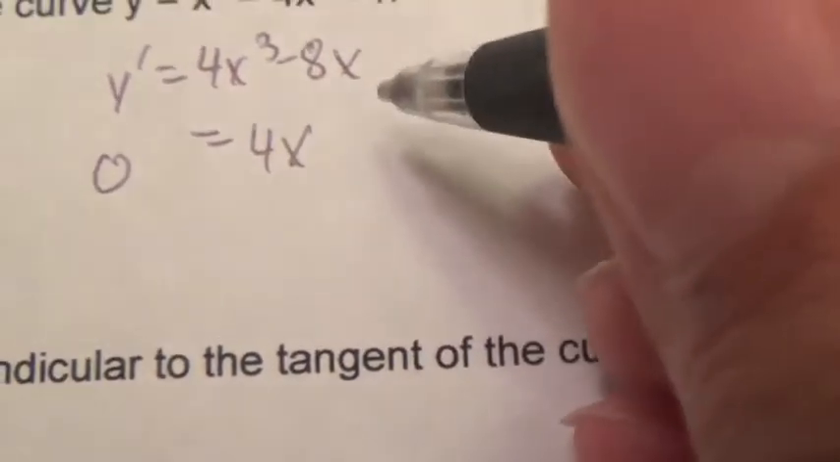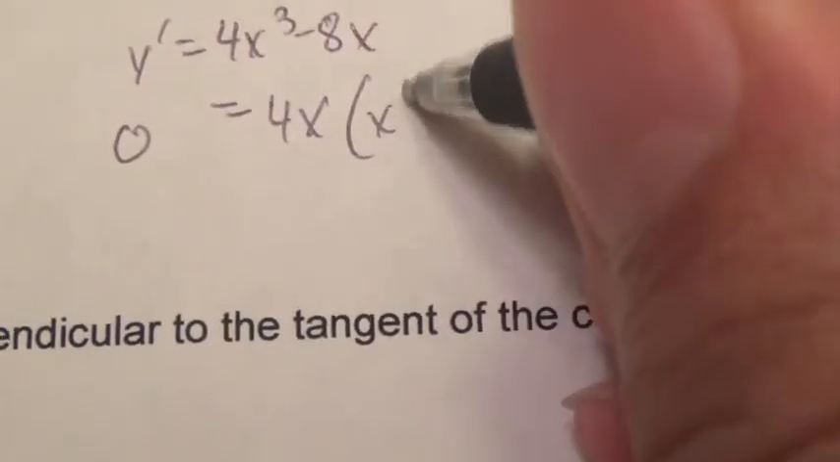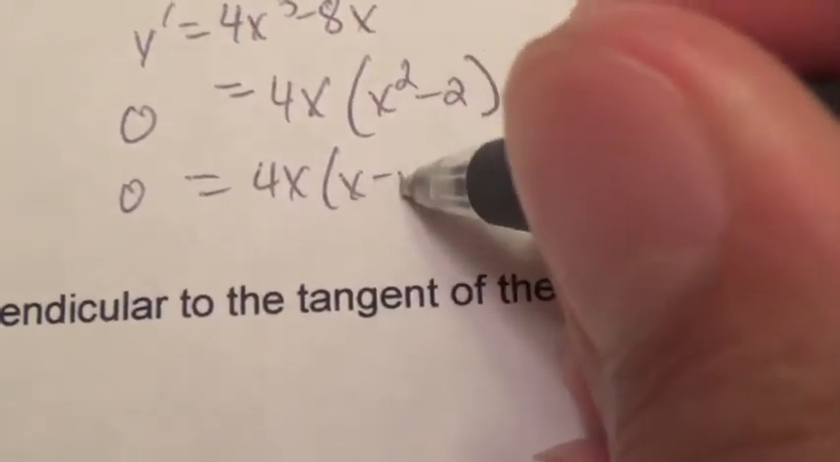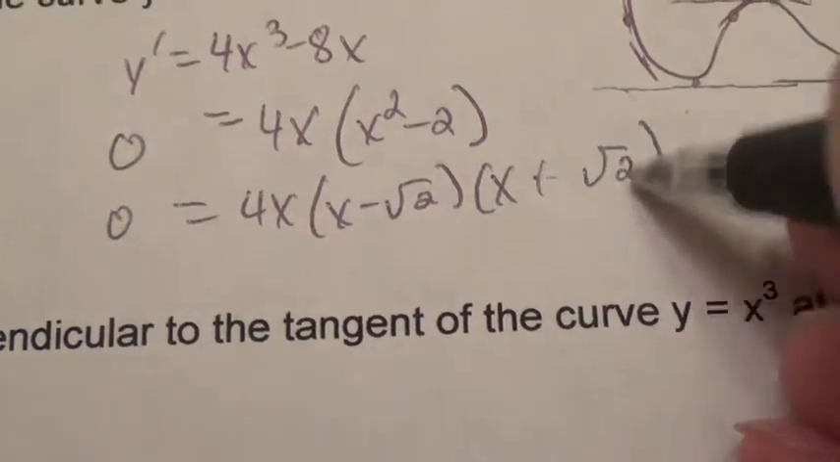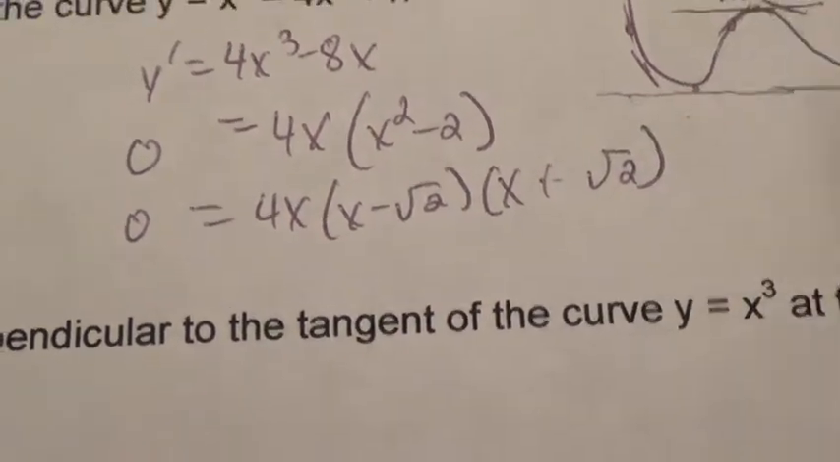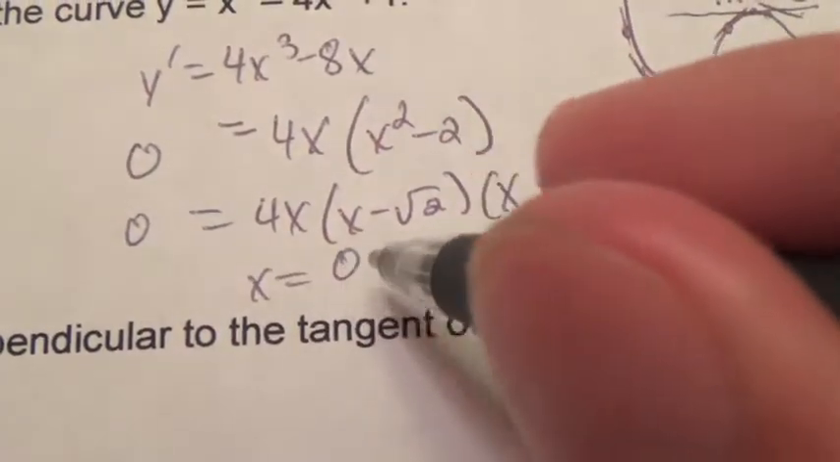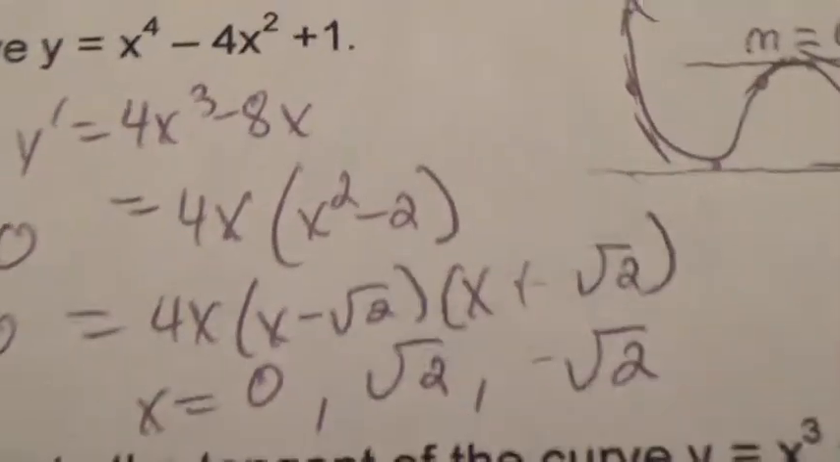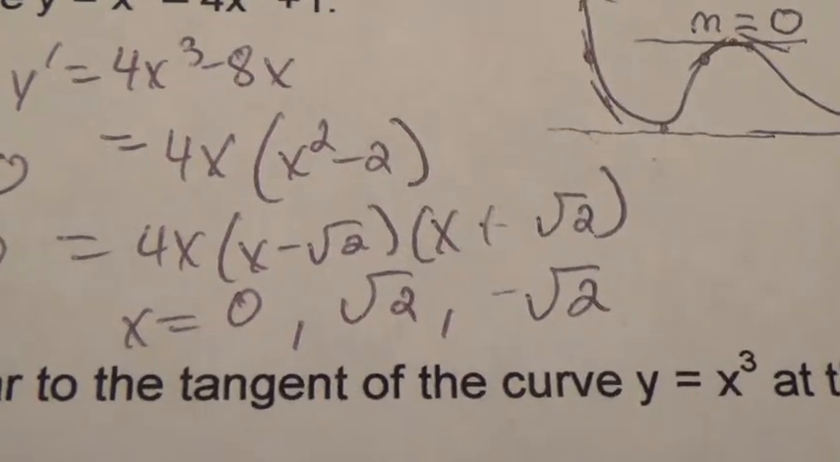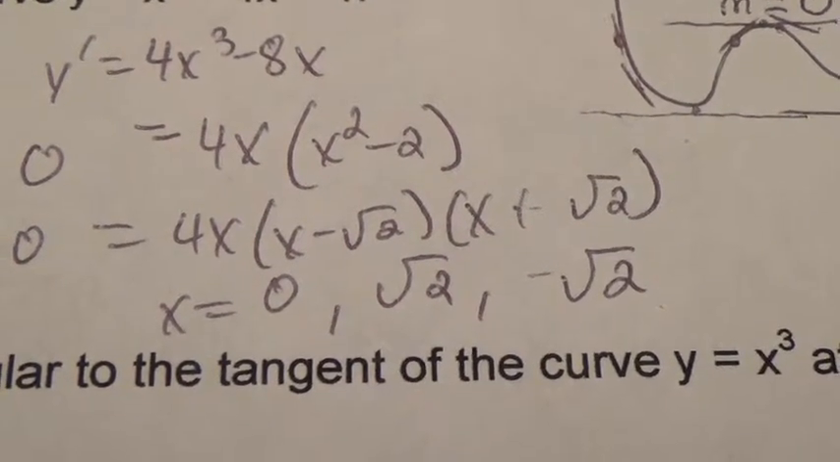So you have a common factor of 4x, pull that out. What's that leave us? x squared minus 2. Continue on, 4x times x minus root 2, times x plus root 2. And we get 3 points where this is going to happen: at x equals 0, root 2, and negative root 2. That's where our horizontal tangents are. Okay?